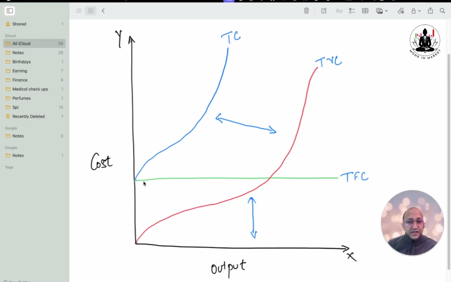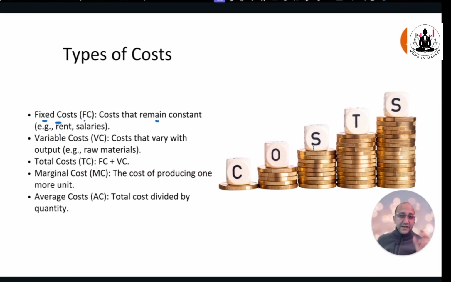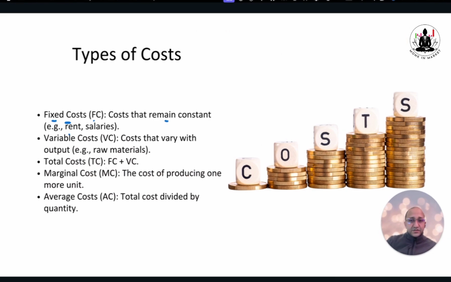So this is what I want to say. It starts from here, not from here. Why? Because total cost can never be zero, because it is the addition of variable cost and fixed cost, and the fixed cost is never zero. I hope this is clear to everybody. This is a very important concept, guys. So this is total cost.